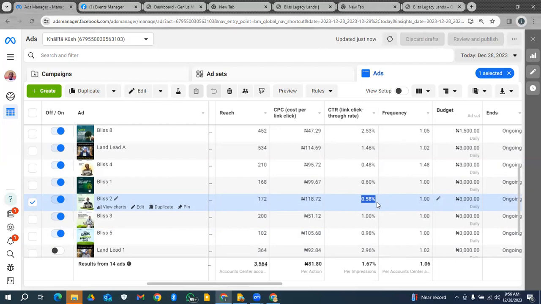And usually the cause of this is that your ad is not resonating with them. They've checked your ad, they've read your ad copy, and your ad copy is not pushing them to take any action. That's just the meaning.